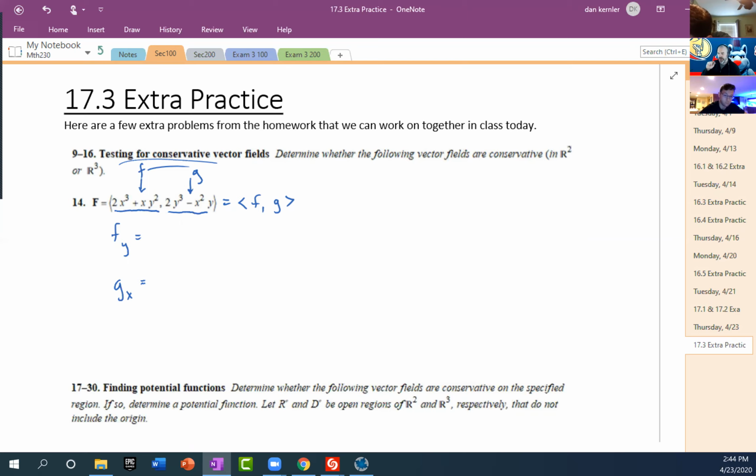Is it a conservative field? Are those equal? Those two should be equal if it's conservative. So when you're done, you can go under the participants and then do a red no or green yes.